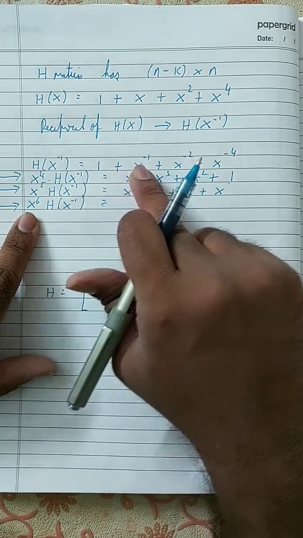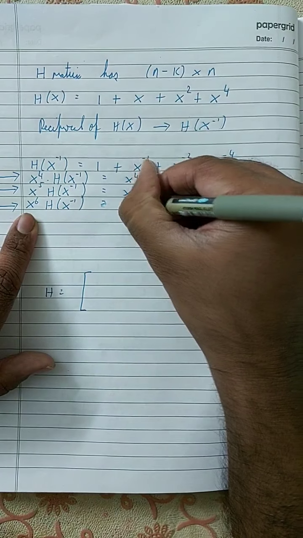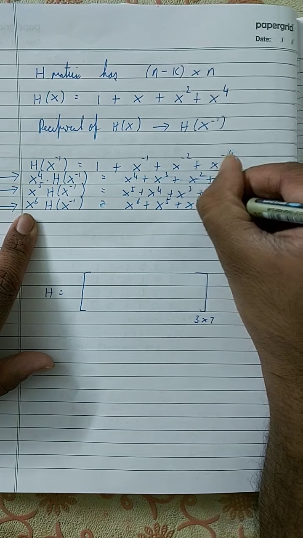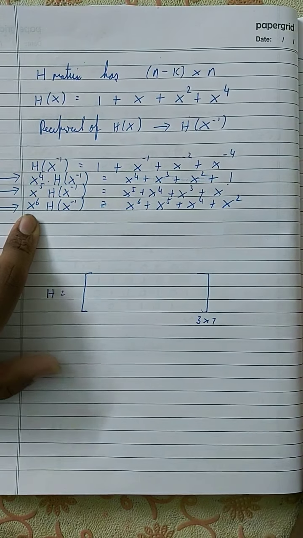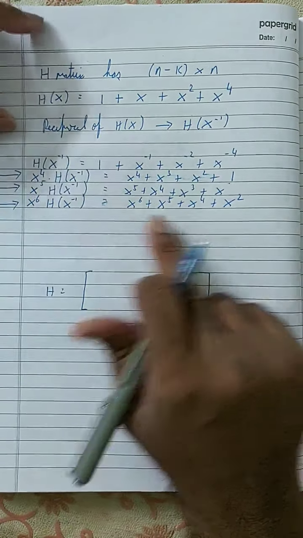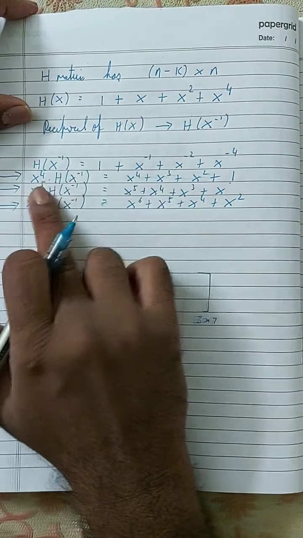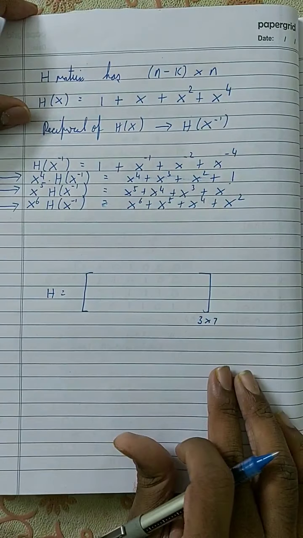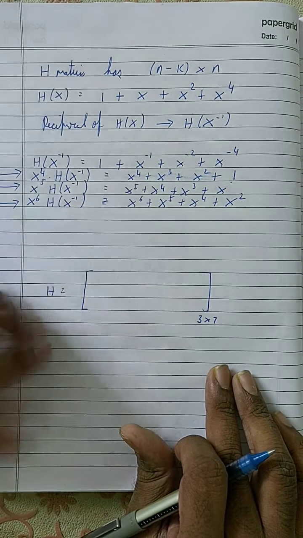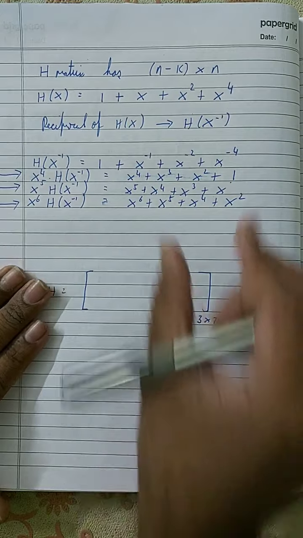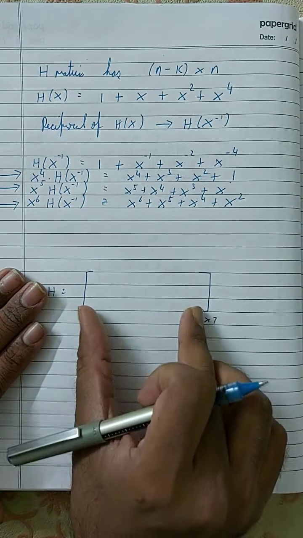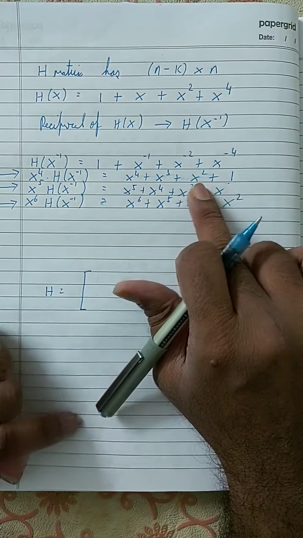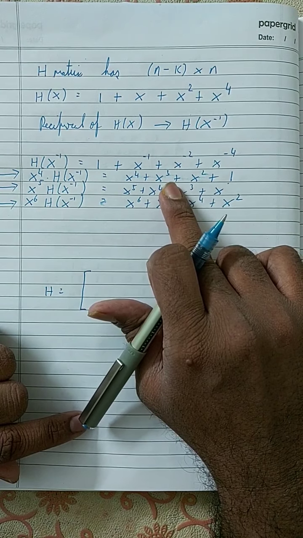And next I will multiply this with x raised to 6. I will get x raised to 6 plus x raised to 5 plus x raised to 4 plus x raised to 2. Right? So this is what I get if I am multiplying each of these values with h of x inverse. These are the polynomials I will get. Then what I'm going to do is very simple. All I need to do is, these are my rows, so I will put that over here. So this is actually 1 plus x square plus x cube plus x raised to 4.